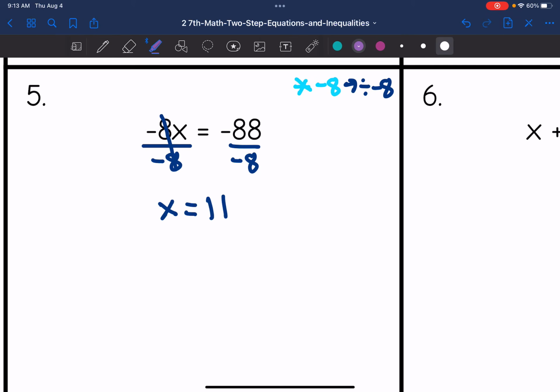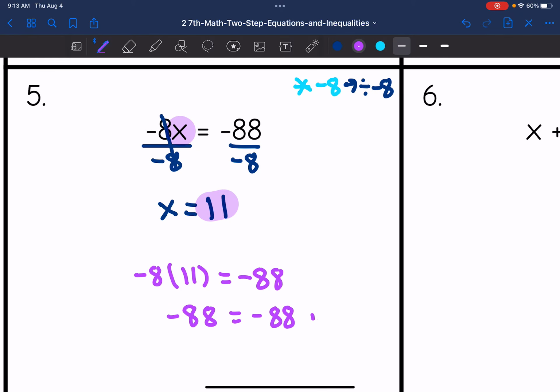Last thing I'm going to do is verify that this is the correct solution. I'm going to replace x with 11. So negative 8 times 11 should equal negative 88, which it does. So I did this problem correctly, and x equals 11 is the solution.